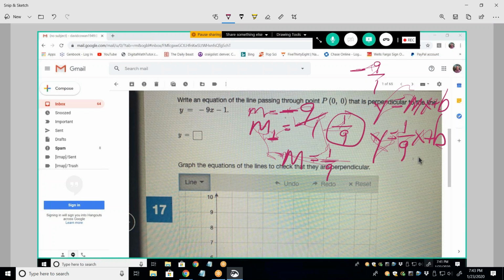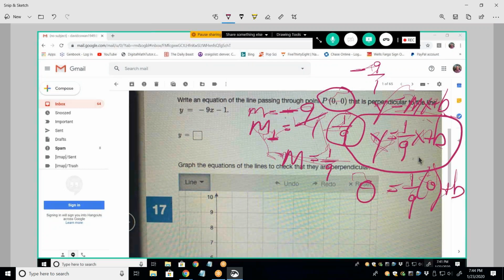So now they're telling me that this is the equation of a line and that it passes through the point 0, 0. So what can I do to figure out b? Remember, that's what I'm trying to figure out. At this point, I don't know where b is. So it would be 0 equals 1 over 9 times 0 plus b. Can you solve that for b?